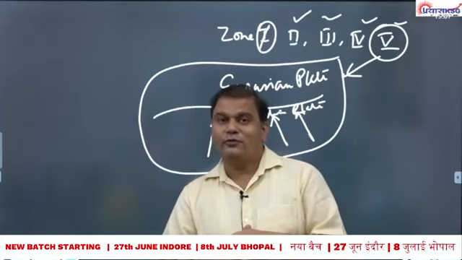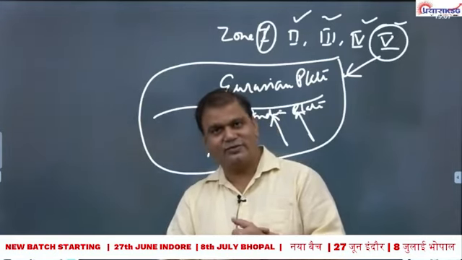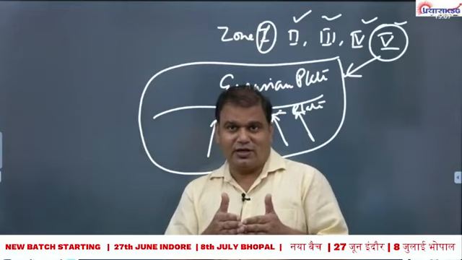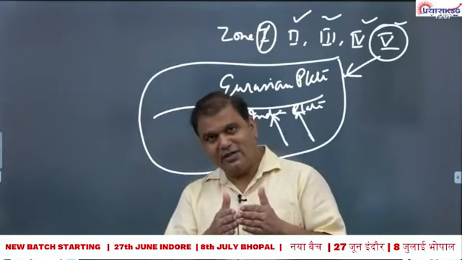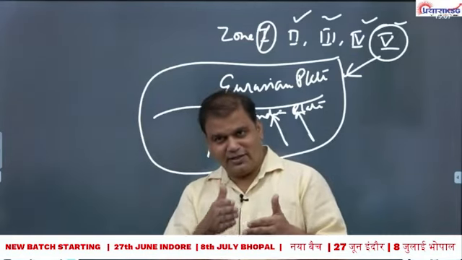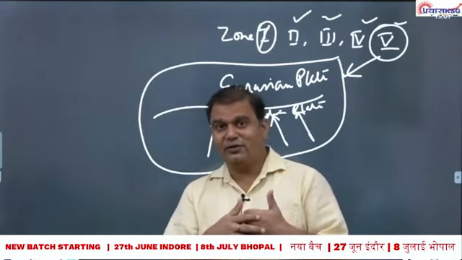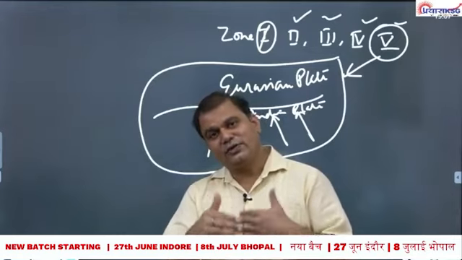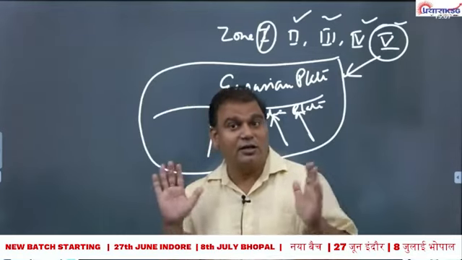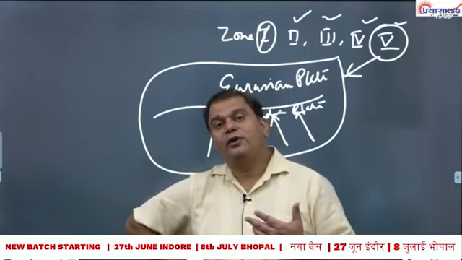But when you talk about vulnerability, remember one more thing: in India, the Bhuj area is a high risk zone. Why? Because the Bhuj earthquake occurred in the year 2001. In the Bhuj area of Gujarat, there is a confluence of three plates: the Indian plate, the Eurasian plate, and the third plate, the Arabian plate. This is also enhancing the vulnerability of the Bhuj area. Clear?